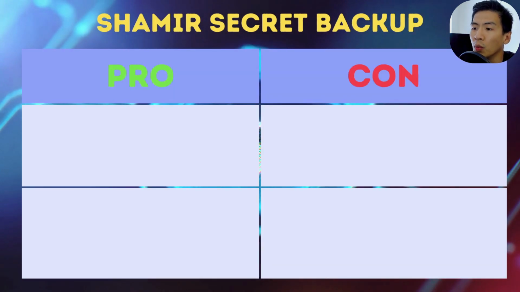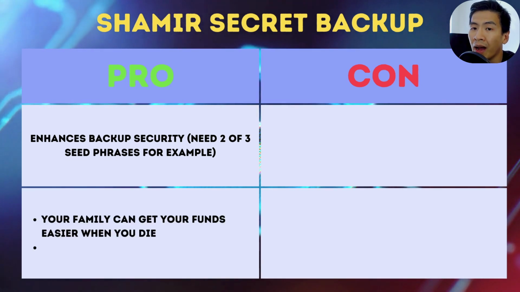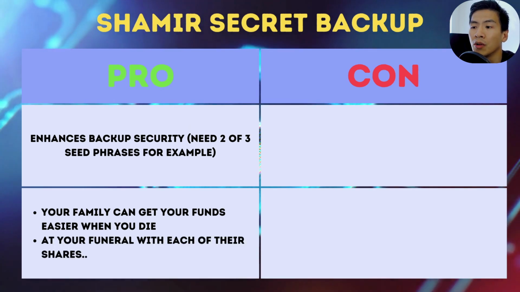Number 2, Shamir's secret backup. So the pro of this one is that it enhances backup security. For example, you need 2 of 3 seed phrases in order to get access to your wallet. In our example, the second pro is your family can get your funds easier when you die than with Multisig. At your funeral, they can all come together and give each of the shares to each other, combine them, and they get access to your funds.